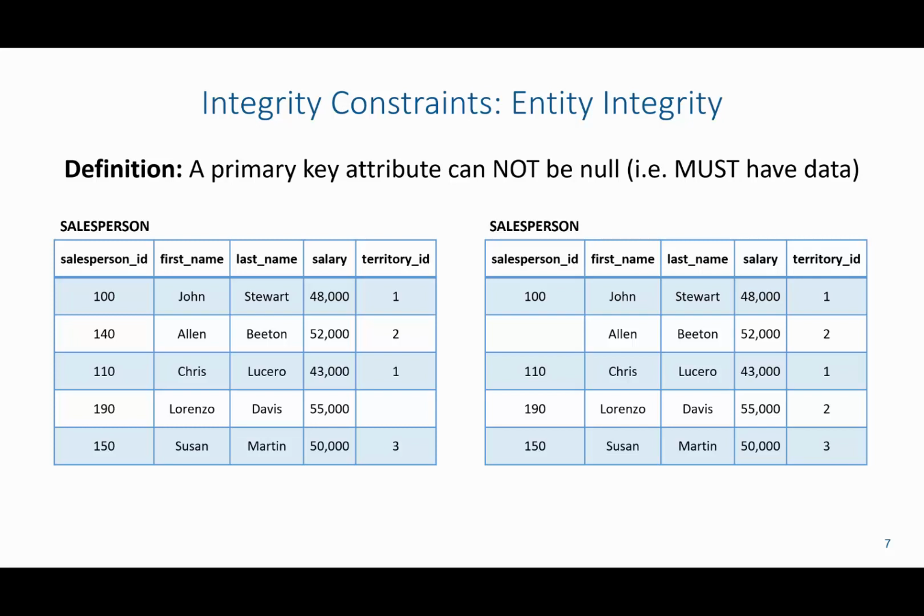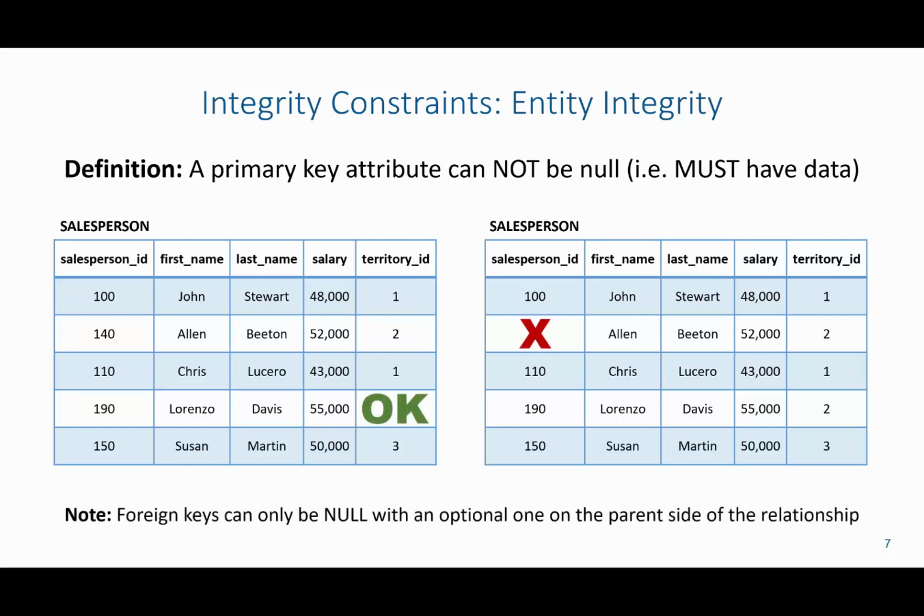So of the two relations that are represented here, which of these violates the entity integrity constraint? The one on the right violates the entity integrity constraint because the salesperson ID is the primary key and therefore it cannot be null. The one on the left is okay because the territory ID could be a foreign key that could be blank. Foreign keys can be blank if it has an optional one on the parent side of the relationship.